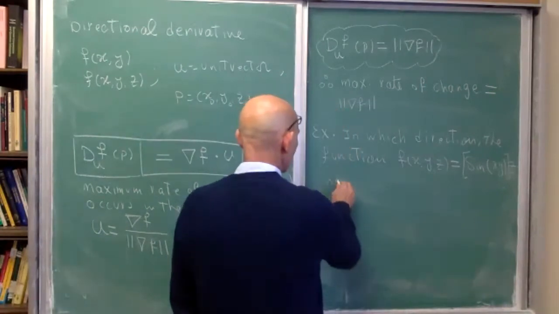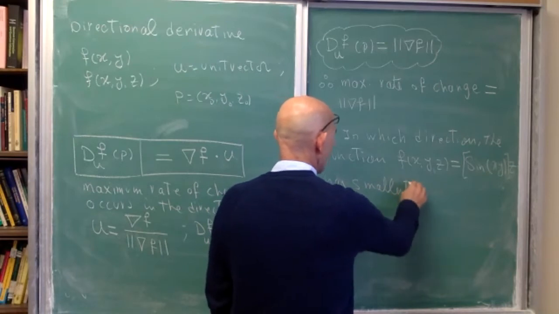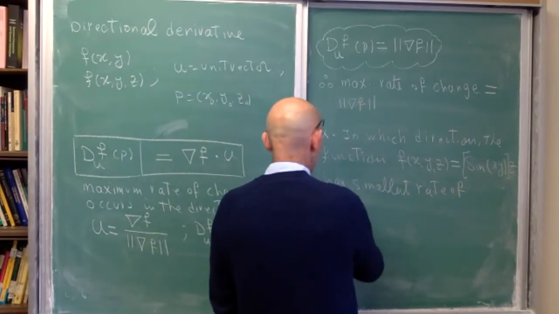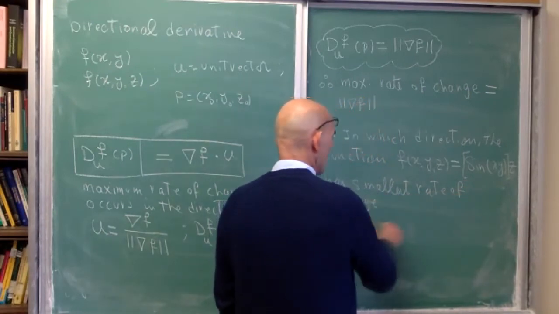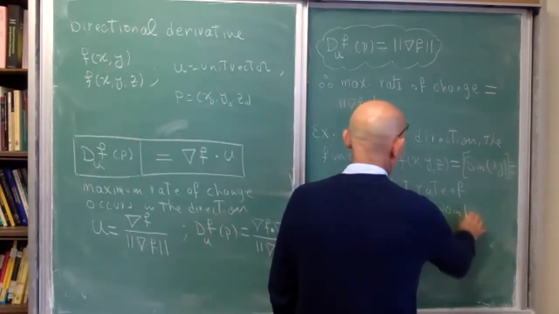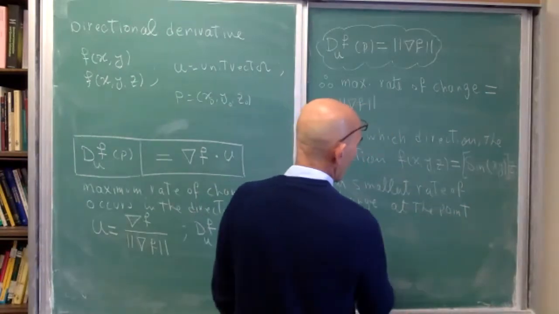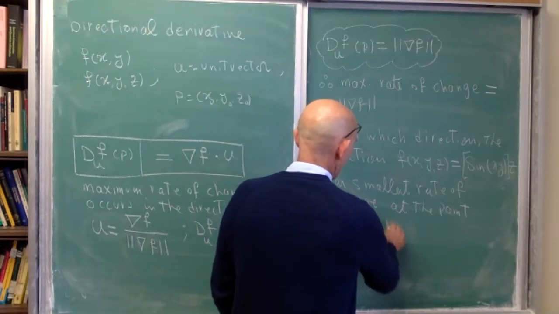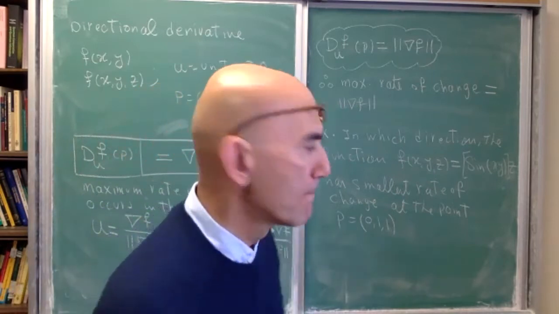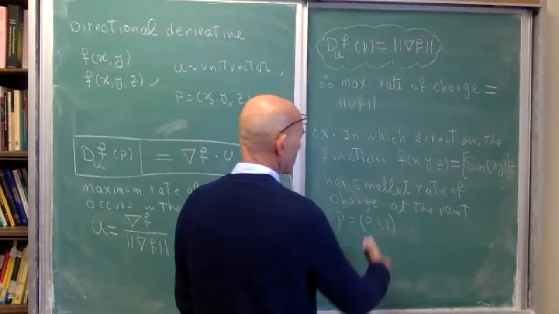has the smallest rate of change at the point P equal to 0, 1, 1. Okay, that's the question.